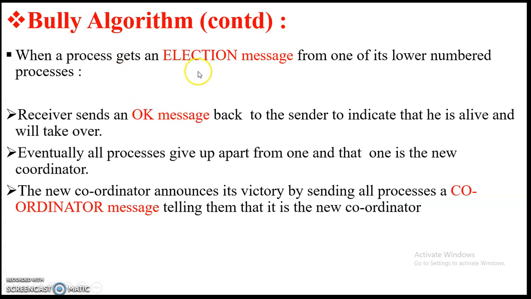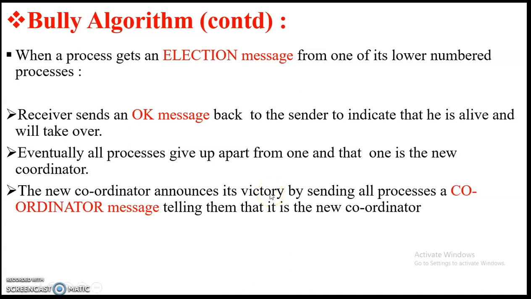then when a process gets an election message from one of its lower number processes, the receiver sends an OK message back to the sender to indicate that it is alive and will take over. So here 6 and 7 send an OK message to 5 saying that we are alive and we will take over. And the new coordinator announces its victory by sending all processes a coordinator message. So 7 sends a coordinator message to all the processes in the network saying that it is the newly elected coordinator.